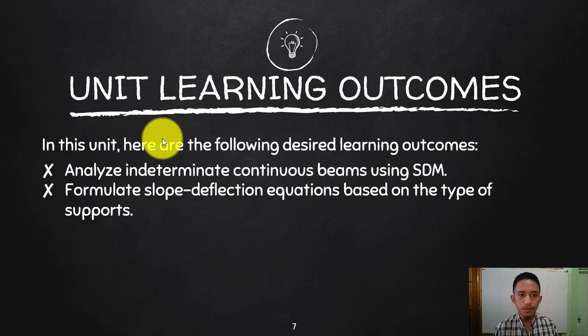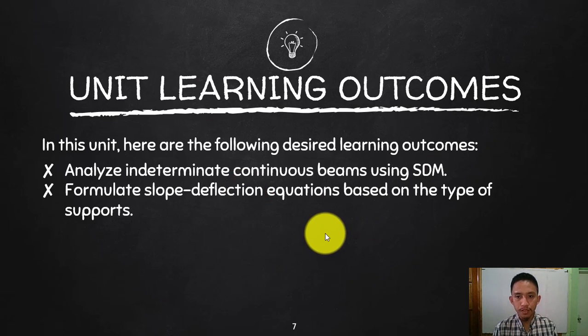So in this unit, these are your desired learning outcomes: to analyze your indeterminate continuous beams using your SDM, that is your slope deflection method, and then formulate slope deflection equations based on the type of supports. So before, in your CDM, that is to formulate your compatibility equations based on the type of supports. But this time, since we are using slope deflection, what we are going to formulate is the slope deflection equations. And of course, using this, formulate also your equilibrium equations.